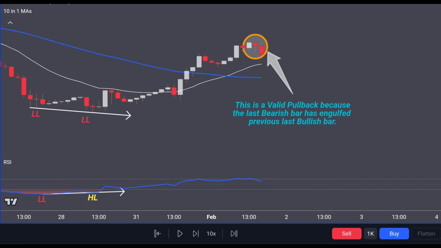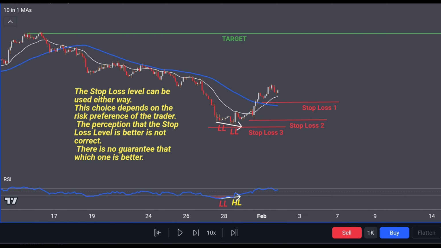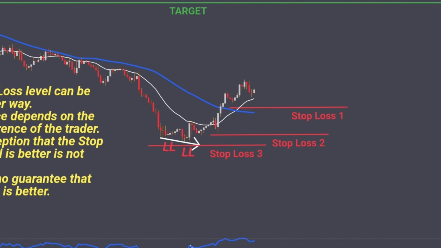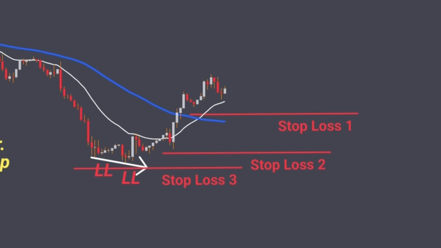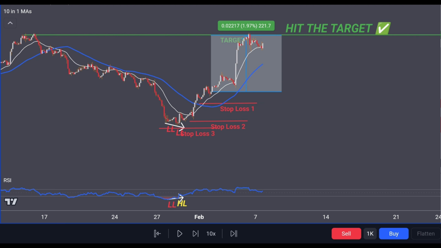This is a valid pullback because its last bearish bar has engulfed previous last white bar. And as you can see, last confirmation for long position. The last white bar has engulfed previous last red bar. We can open a long position. The stop loss level can be used either way. This choice depends on the risk preference of the trader. The perception that one stop loss level is better is not correct. There is no guarantee that which one is better. Again, we had a successful trade.